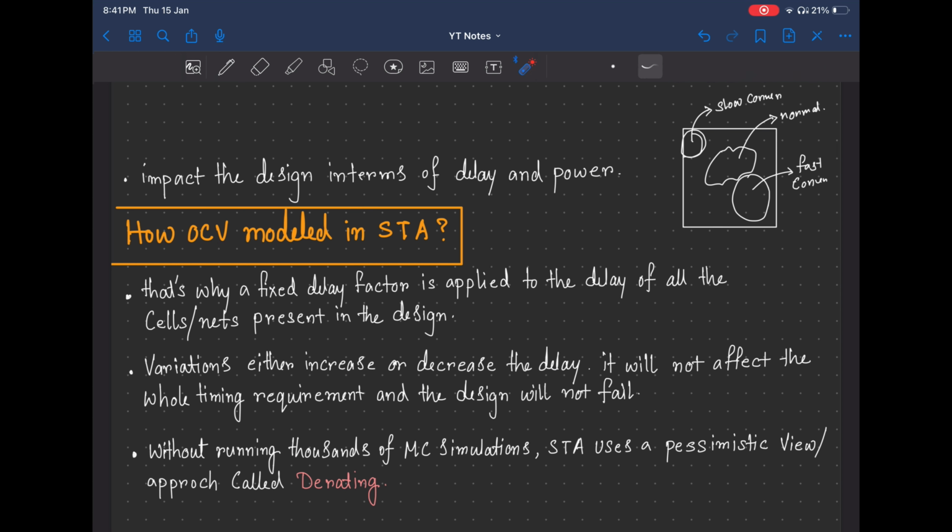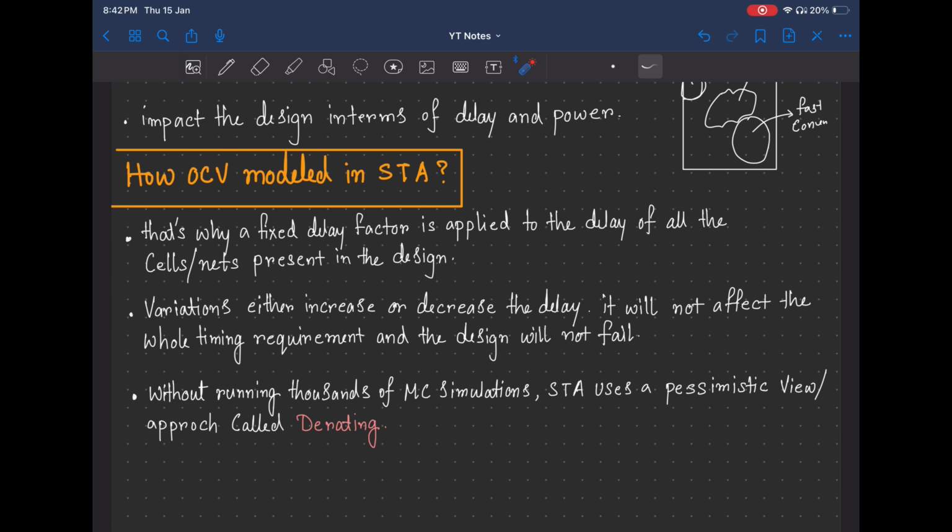It is better to take a delay factor in general, which is a pessimistic view. So that's why I said that a fixed delay factor is applied to the delay of all the cells and nets present in the design. All variation does not mean the whole timing requirement will fail. It mainly either increases or decreases the delay. So we have to take care of that.